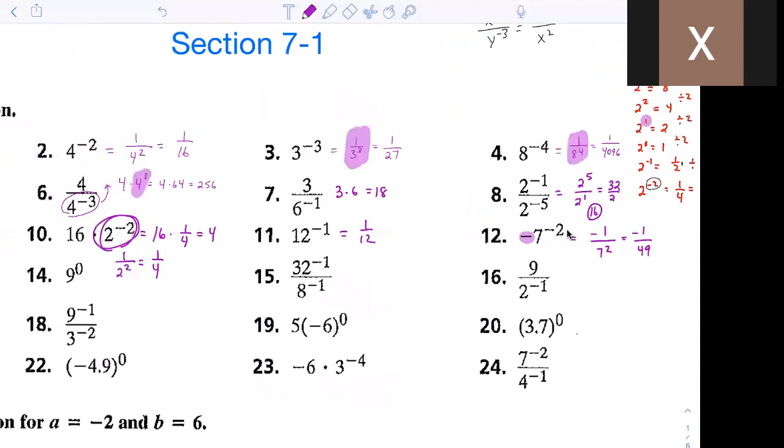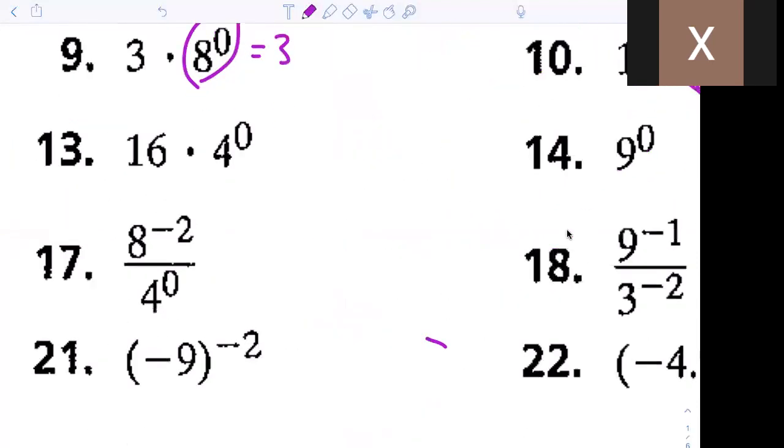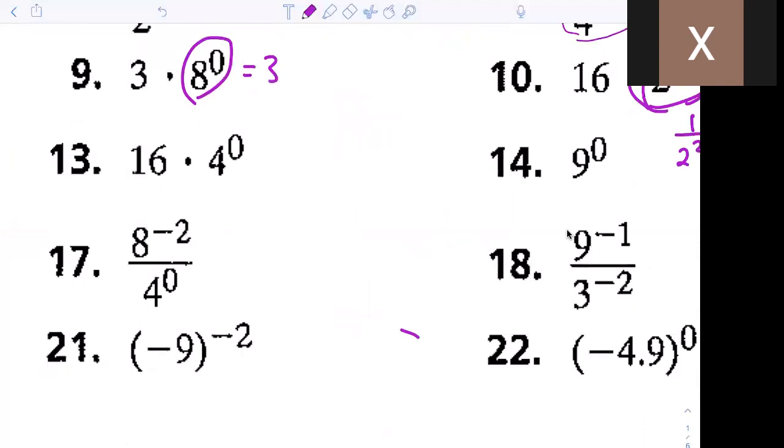Here we go. 13. Now you should be going, wow, I can get good at this. Because 4 to the 0 is what? 1 times 16. There you have it, guys. Come on. What, Austin? I don't care about doing something wrong. What is 4 to the 0? 1. What's 16 times 1? There's your answer.